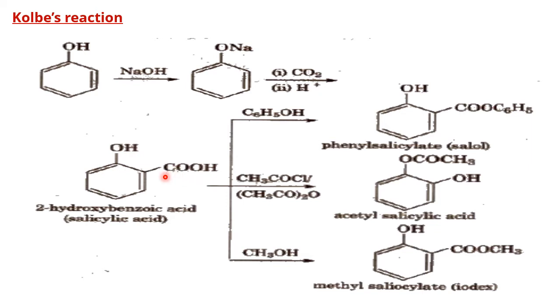For the benzoic acid, if you take this as number 1, this becomes the number 2. On the second position, we have hydroxy group. Therefore, it is called as 2-hydroxy. Parent name is benzoic acid. So 2-hydroxy benzoic acid is popularly called as salicylic acid. And that salicylic acid with what? Phenol once again gives phenyl salicylate.